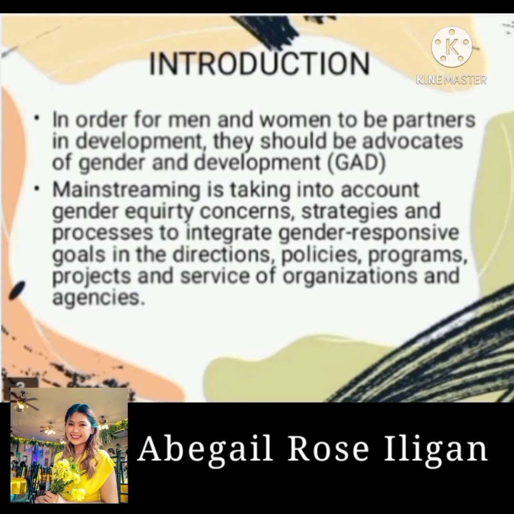And next, mainstreaming is taking into account gender equity concerns, strategies, and processes to integrate gender-responsive goals in the directions, policies, programs, projects, and services of organizations and agencies.